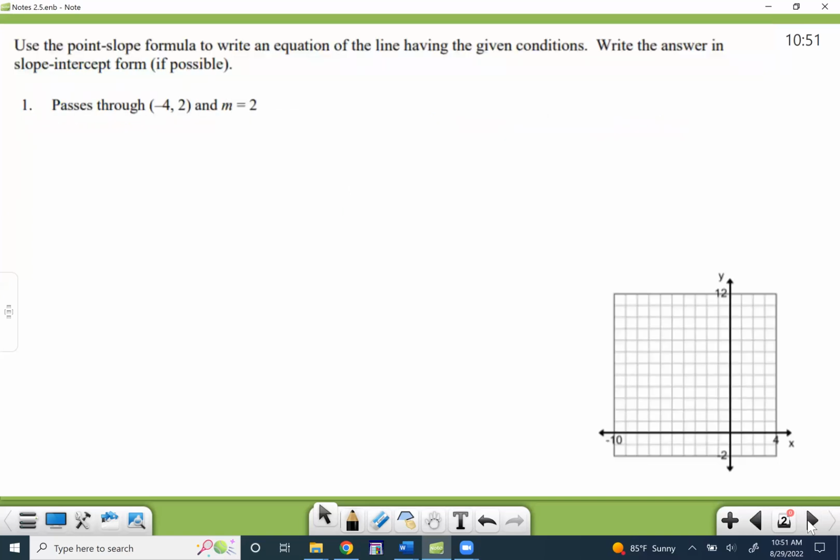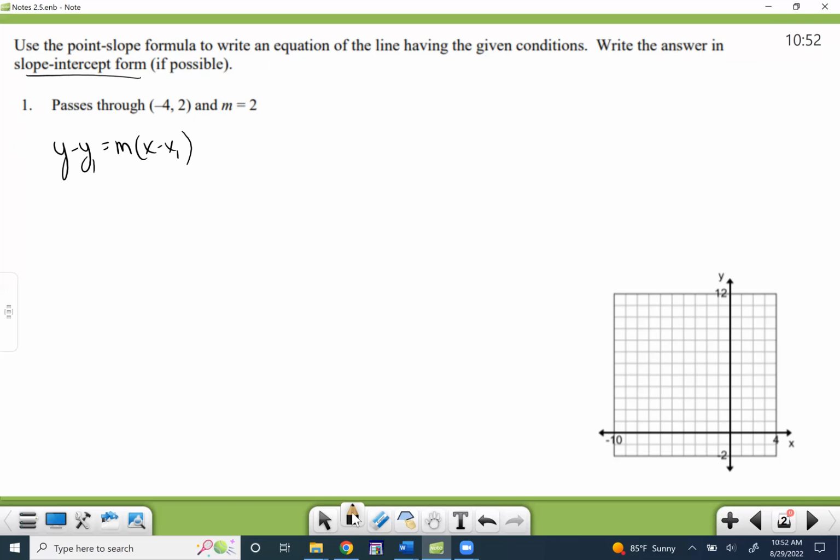All right, so use the point slope formula to write an equation of the line. There you go. The keywords: write the equation of the line, right? Having the given conditions. Actually, it straight up told you in this problem. Usually it won't. Write the answer in slope-intercept form if possible. So while we're going to start with y minus y1 equals m parentheses x minus x1, the ending is going to be in y equals mx plus b.